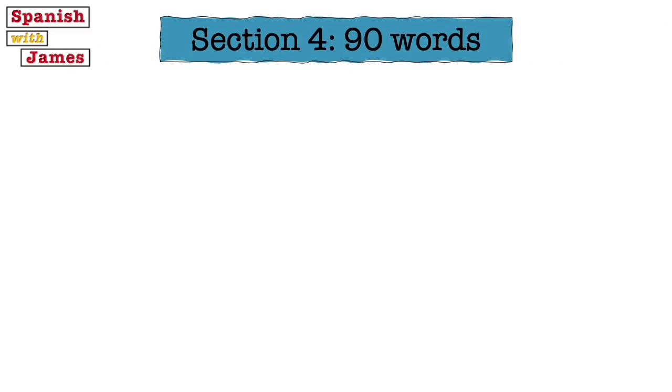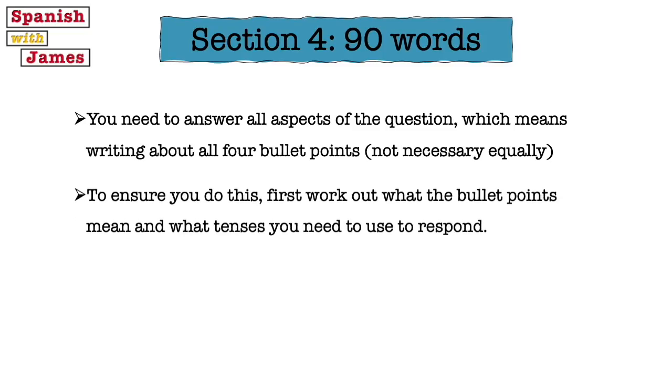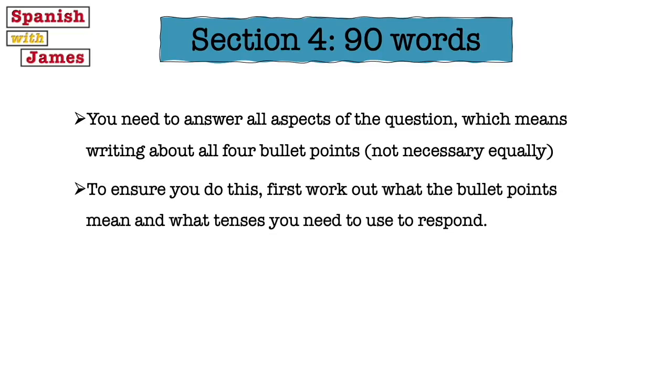Now we're going to have a look at the section 4 crossover question, which is the 90 words question, which is section 4 in this foundation paper, and it's section 1 on the higher paper. So the exact same question is in the two papers. For this, it's important that you answer all aspects of the question, and that means writing about all of the 4 bullet points. Not necessarily equally, so you might write about some more than others, but it's essential that you mention at least something that really ticks the box for each of those 4 bullet points.